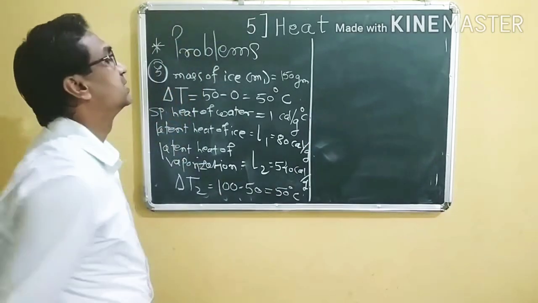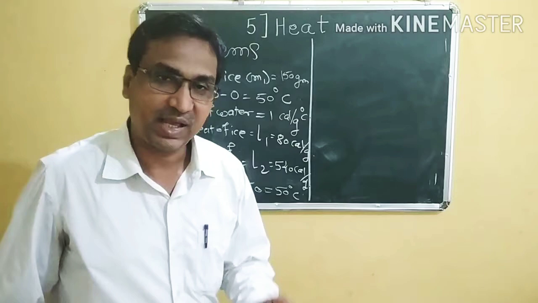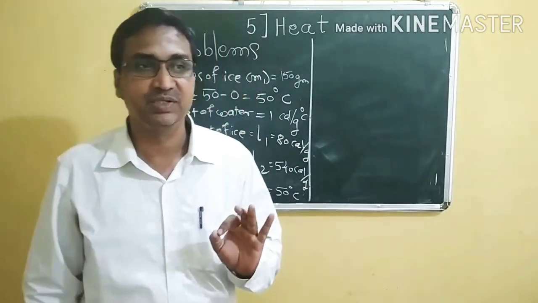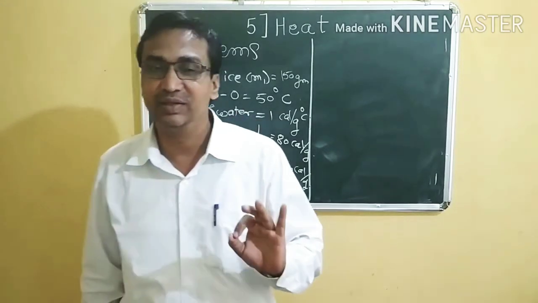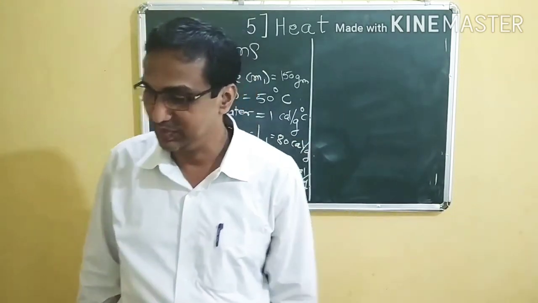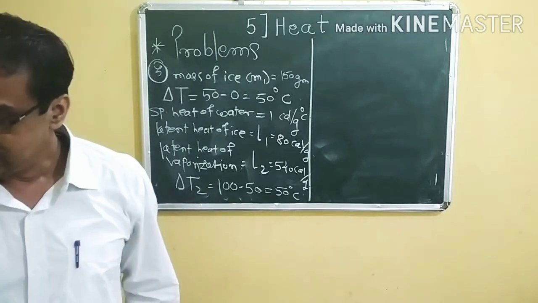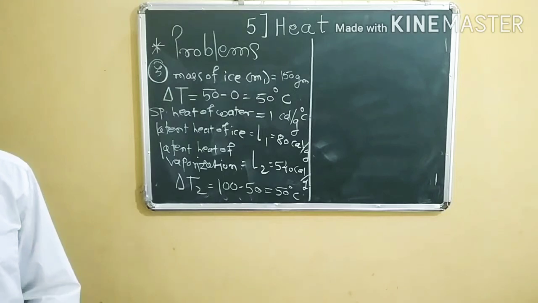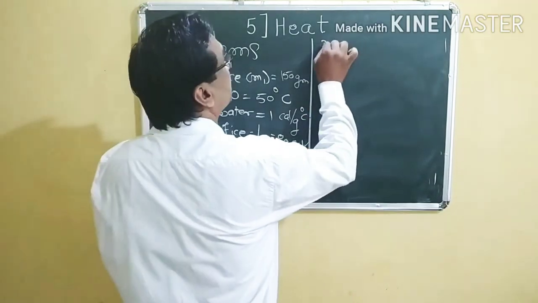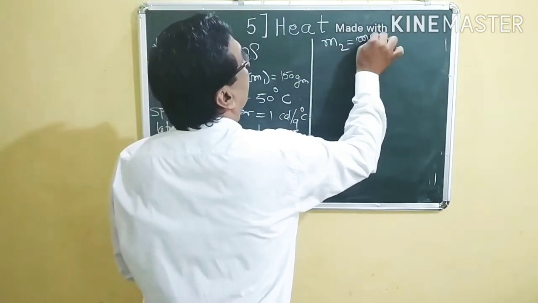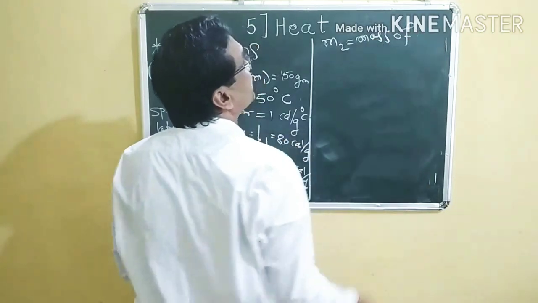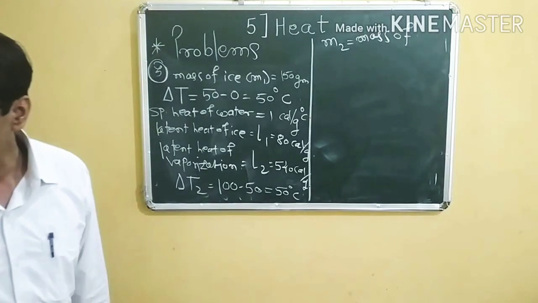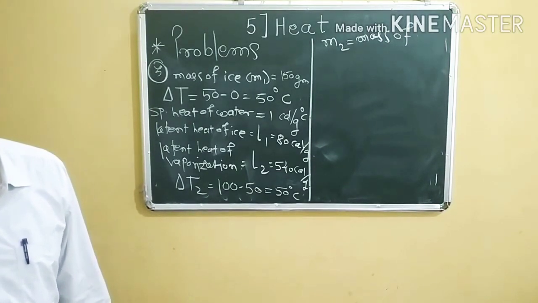The examples are too difficult to understand. We have to read the theory regarding it first, and after that we have to solve these examples. And we have to find out M2. M2 is the mass of steam. They have asked for the mass of steam.